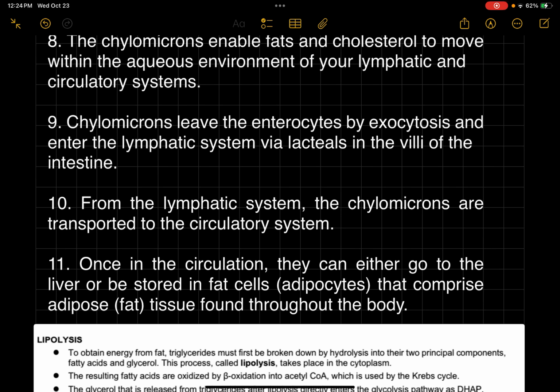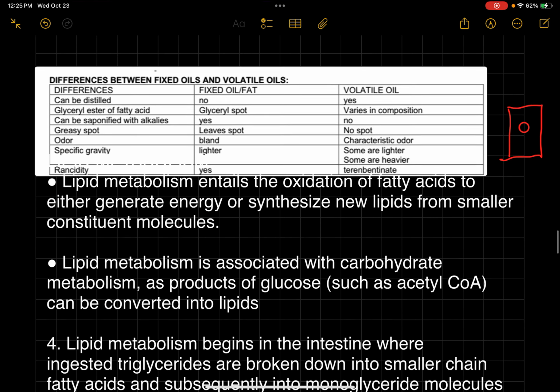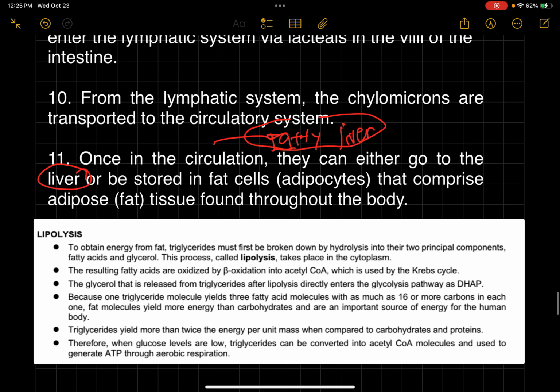Once in the circulation, they can either go to the liver to be stored, or to fat cells that comprise adipose fat tissue found throughout the body. So, if you have a lot of fat stored in your body, it is stored in the liver. So, if you eat a lot of fatty substances, you could have fatty liver. That is why we say it is fatty liver, because you took a lot of lipid, especially the risk of fatty liver is higher if you are always eating pork.